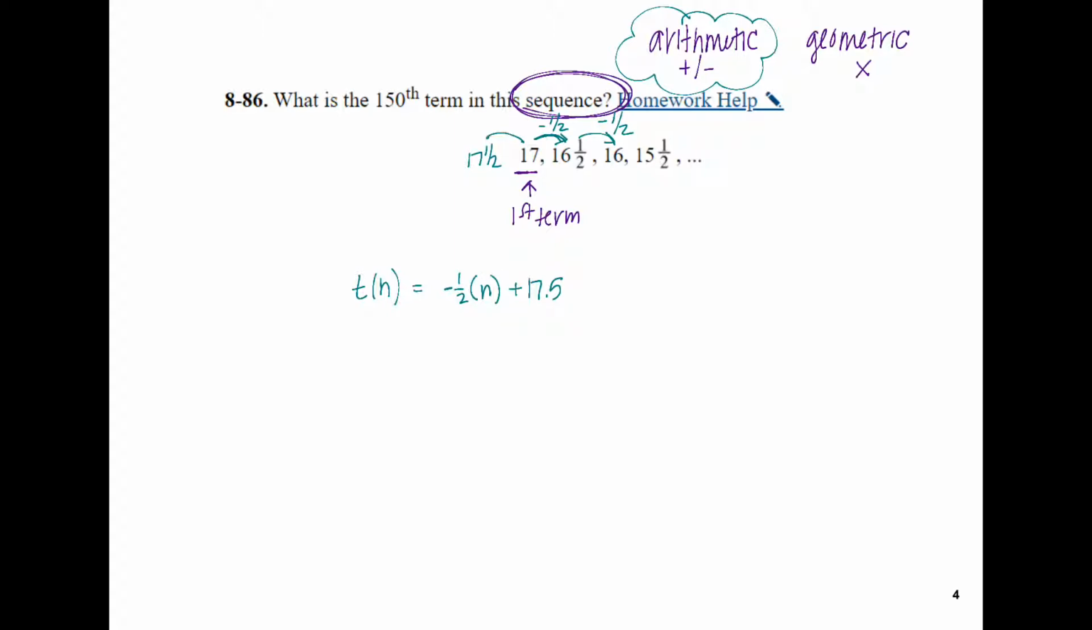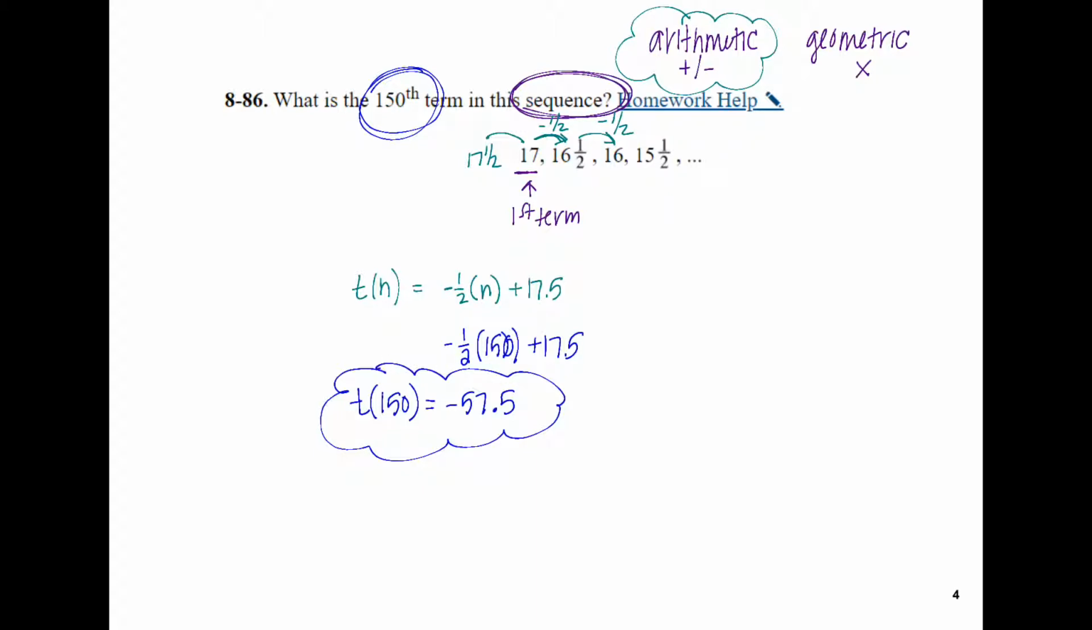So when we want to know what is the 150th term, we can replace our n with 150, so negative 1/2 times 150 plus 17.5 gives us our 150th term, which is negative 57.5.